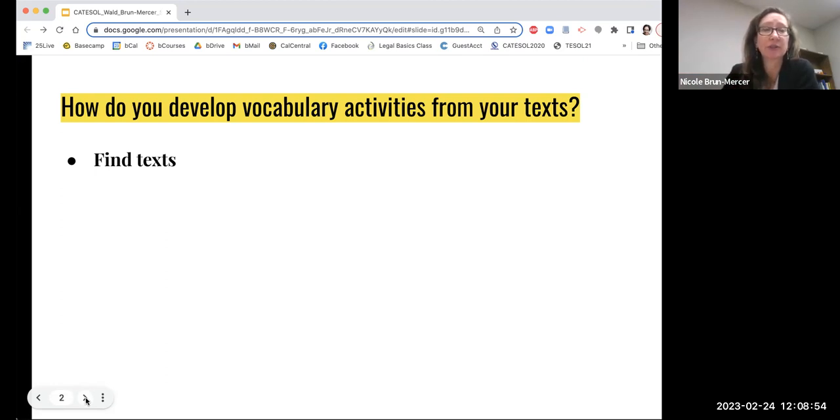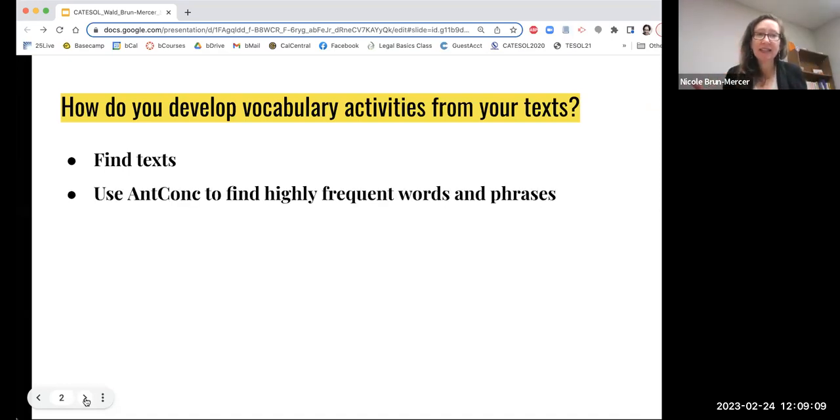Sometimes instructors do this with a novel. They might assign just a beginner level novel, or it could be a group of articles that you find online, like Margie did. So you find your texts. Margie and I did that behind the scenes. Our next step was to use AntConc to find highly frequent words and phrases.